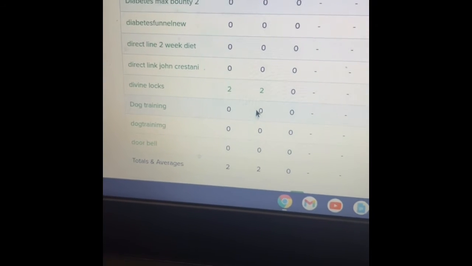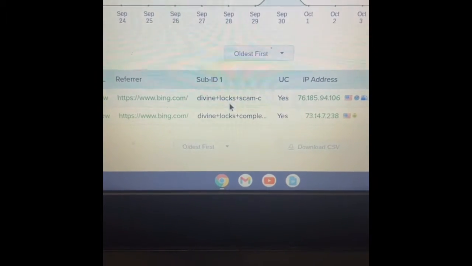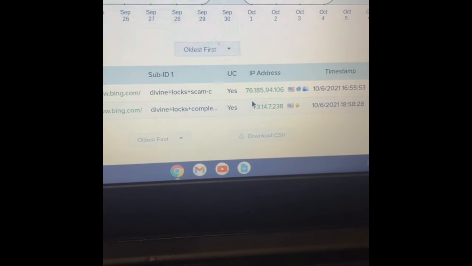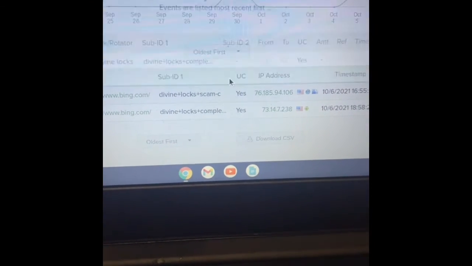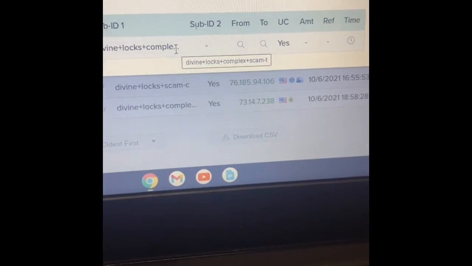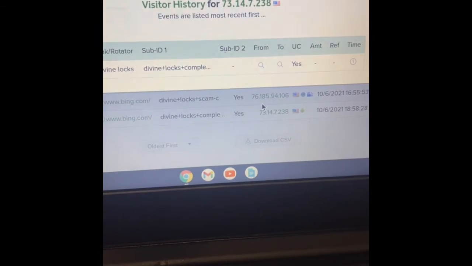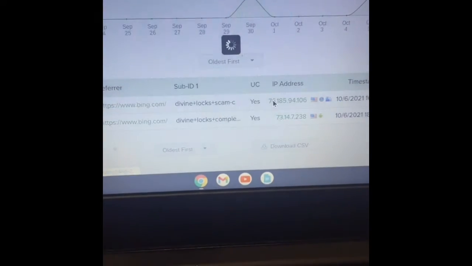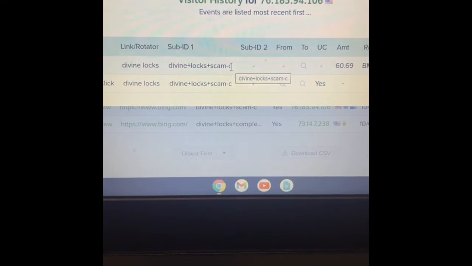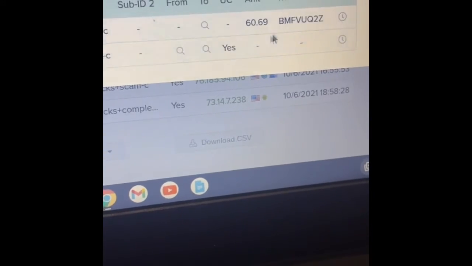Divine Locks, 2 clicks today, 1 sale. Let's see what the 2 clicks were. 2 clicks with Divine Locks Scam and Divine Locks Complete. Let me see, complete. Complex scam with the tablet, okay. And what was this one? With a computer. Amount, as you can see, is $60. That's how much we made today.